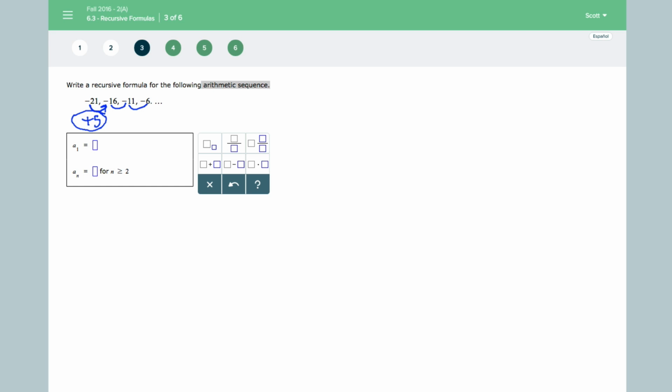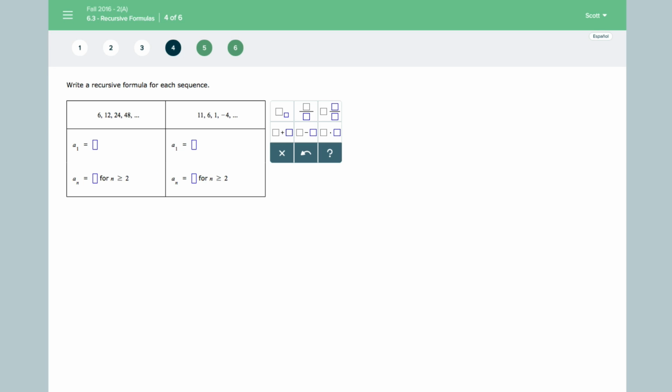So what's my first term? My first term in the list is -21. And what am I doing here? I'm taking the last known number, which written in math is a sub n minus 1. And what am I doing? I'm plusing 5. This part's always going to be a sub n minus 1, and you could put it in parentheses if you want.